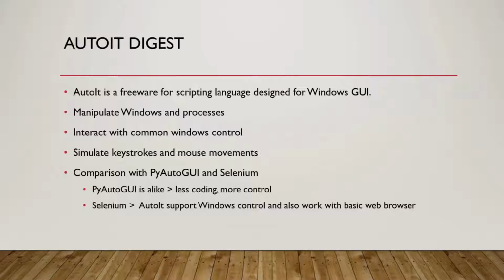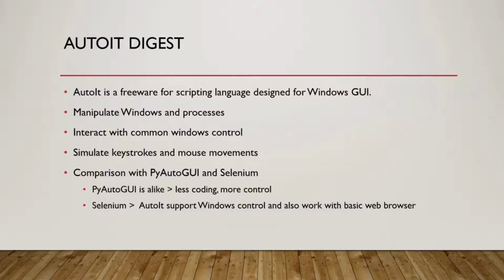What is AutoIt? AutoIt is a freeware scripting language designed for Windows GUI. We can use it to control Windows applications or web applications, but I won't mention that because we can use the well-known Selenium instead. For many jobs, we can use keystrokes and mouse movements to control the cursor, and we can force it to click on any button and do something.